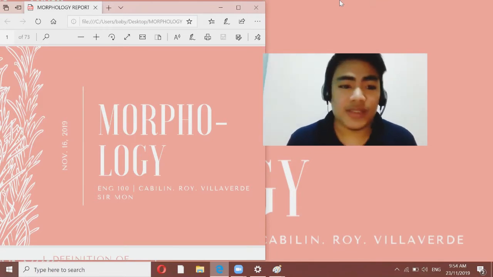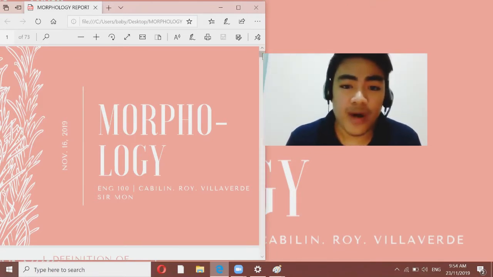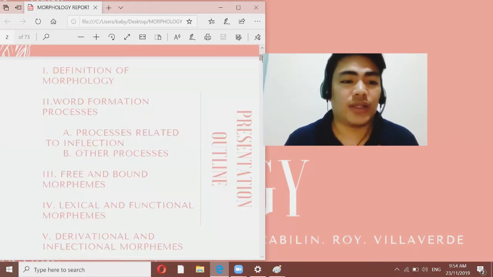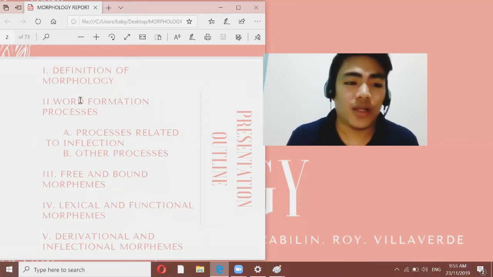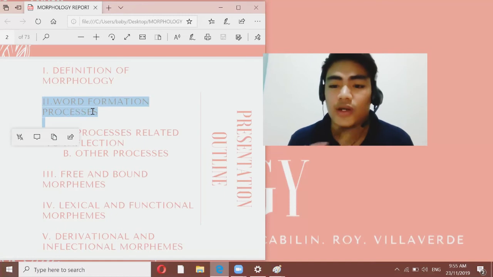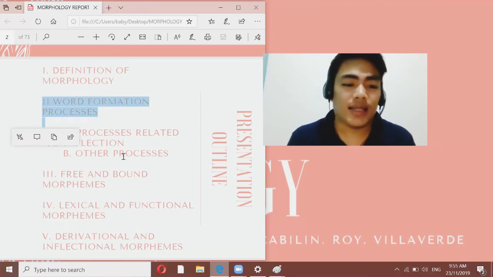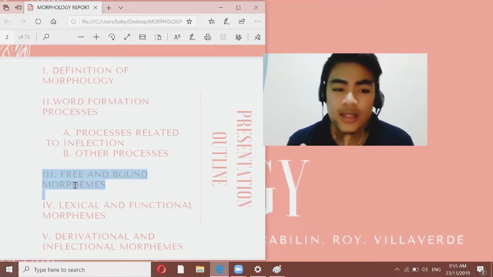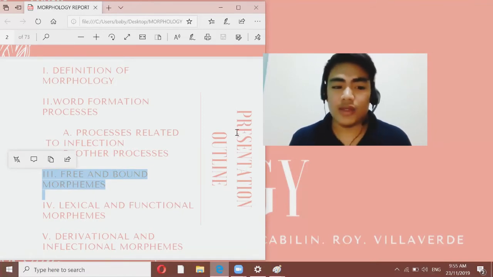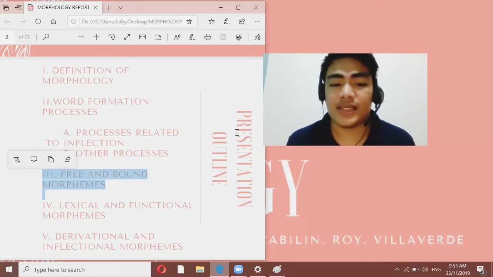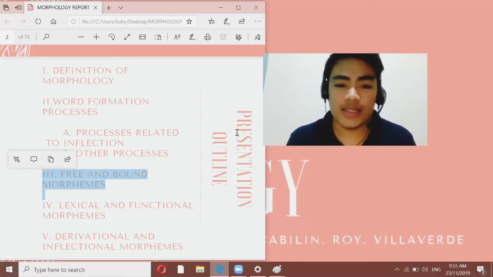Before we begin, let me just go over the scope of our presentation. So I'm going to give a short discussion of the definition of morphology, and then Cabilin will follow through with the different morphological processes, and then Villaverde will continue with the different ways on how morphological units are classified, and then we'll end with a proper synthesis of everything. So let's begin.